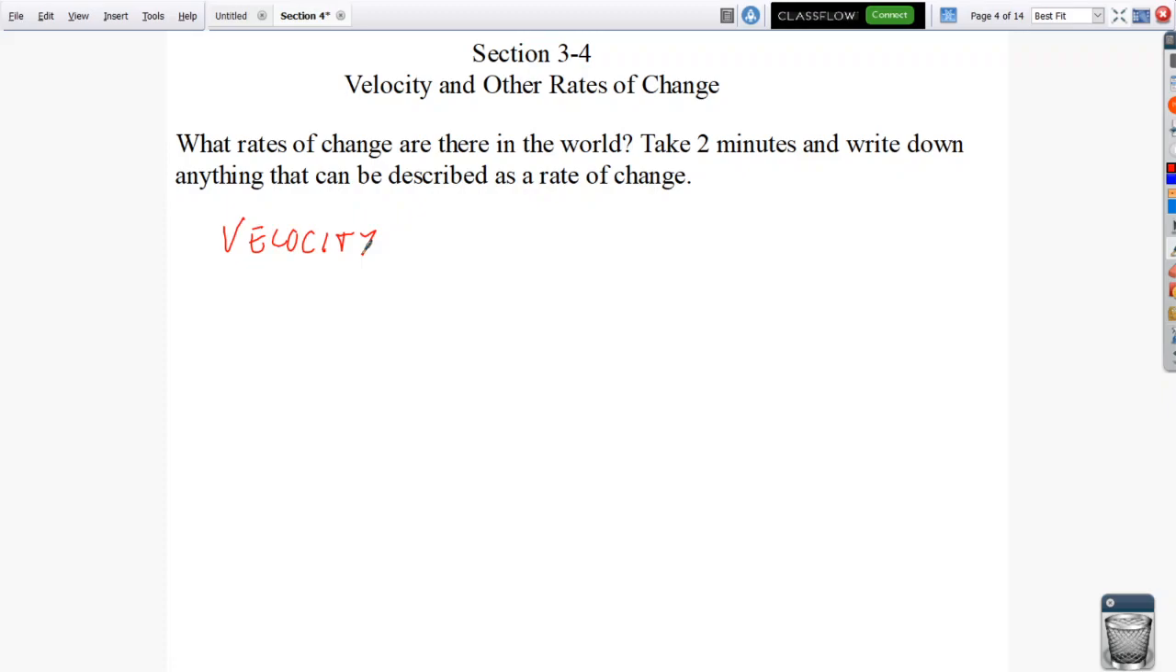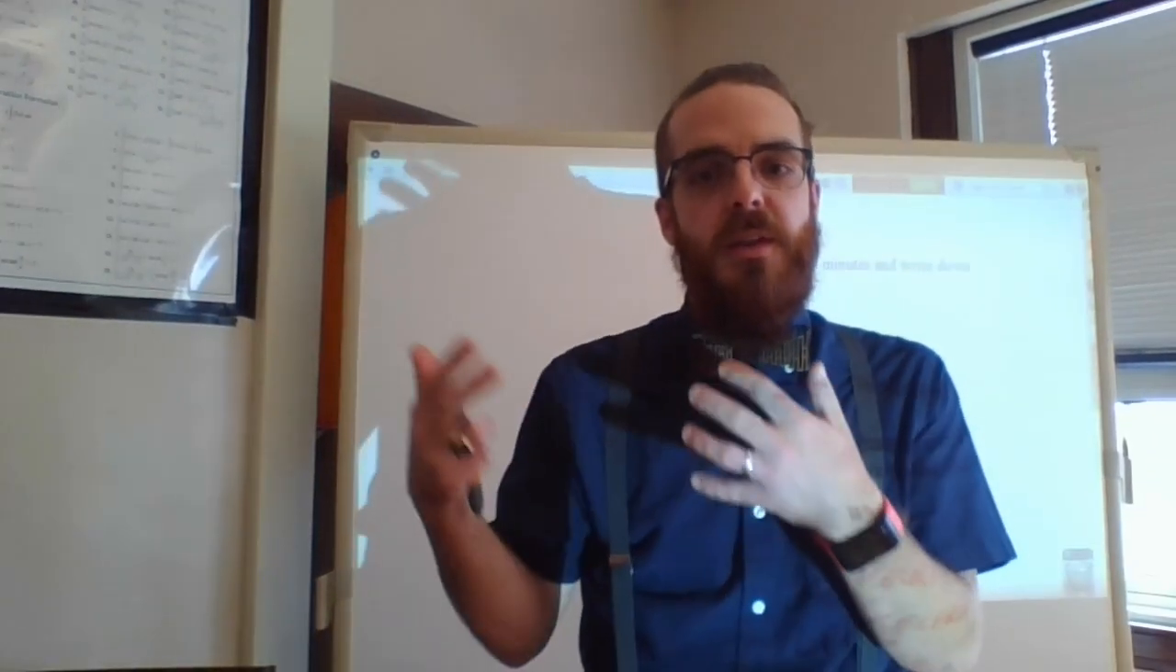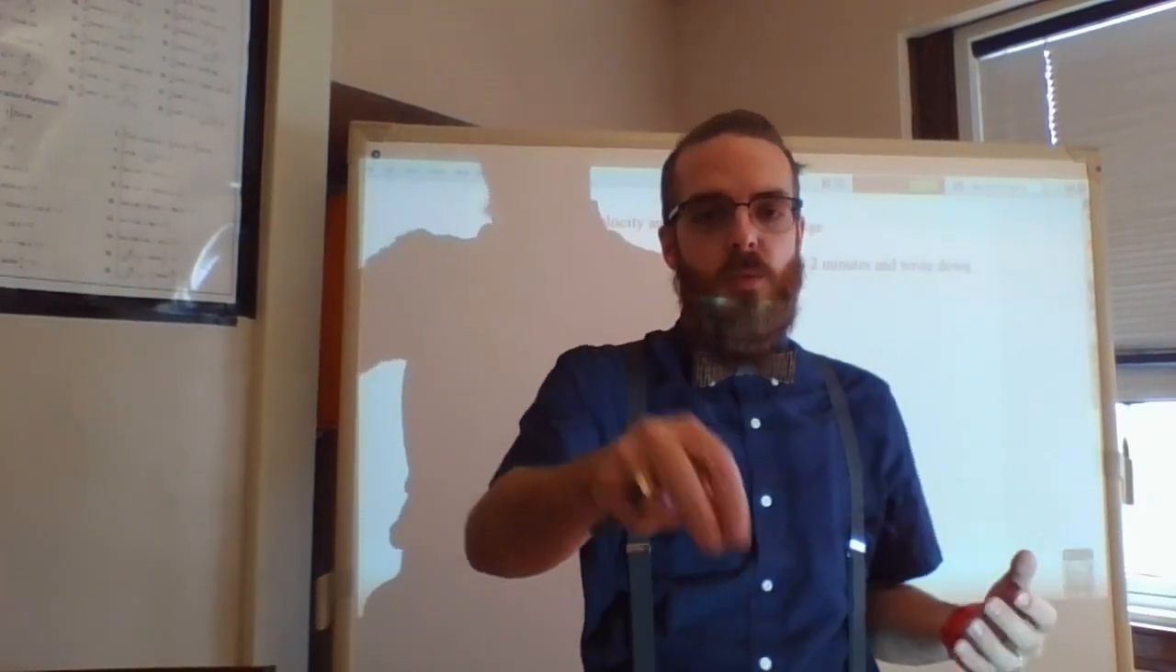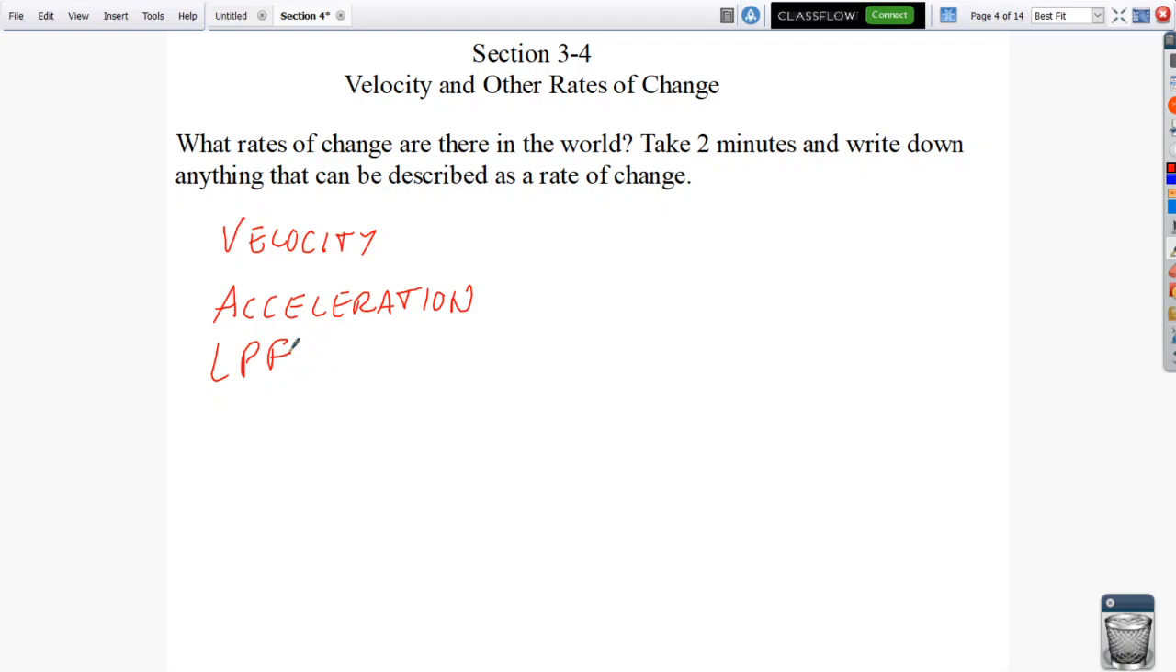If your velocity changes, that means that you are either speeding up or slowing down. You have acceleration. Other rates of change, really a rate of change is anything where the units involve the per. I've seen this one before, liters per flush. If you look at any toilet in your house, you will see on there so many liters per flush or gallons per flush. That's the rate of change of the water with respect to one flushing on the toilet. Really anything where the units have per in them.